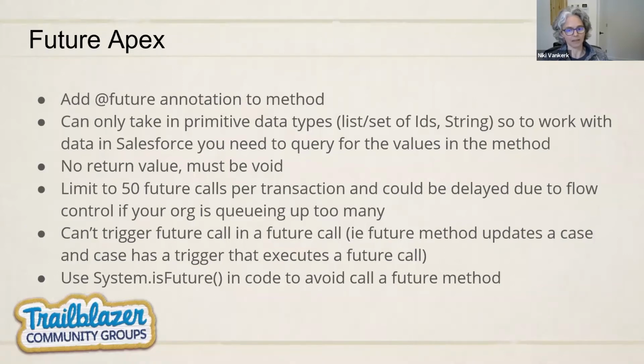Sometimes I see code where it's about to call a future method, but to protect itself, it checks: are you in future right now? Then don't call that. If you're not in future, then call it. Of course, you have to figure out what to do if you're in future, but you still need to do that thing. But anyway, the method System.isFuture is available to tell if you're in the future context. So let's look at code, because that's more interesting.